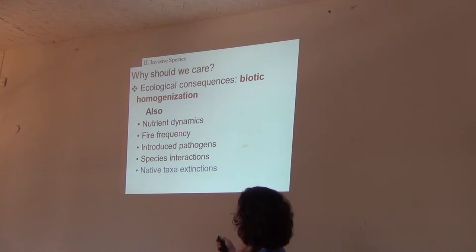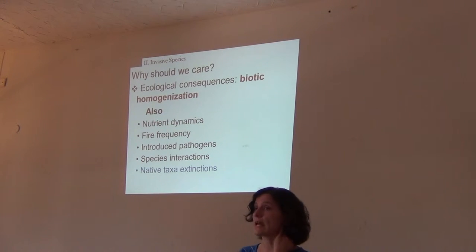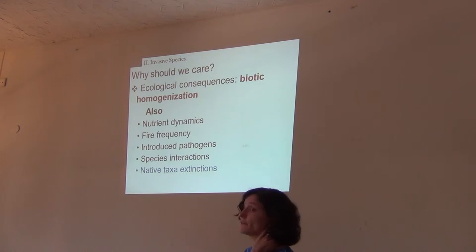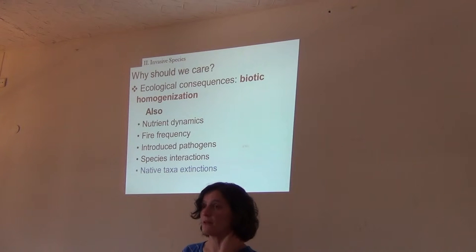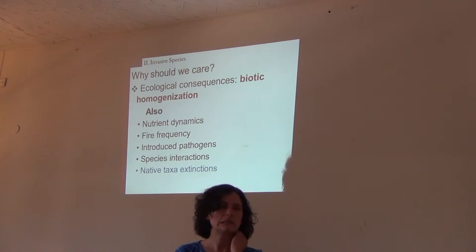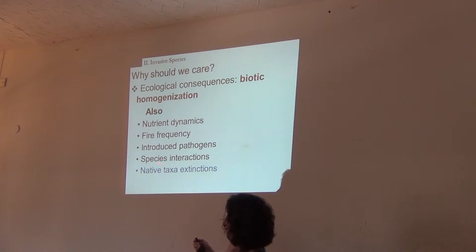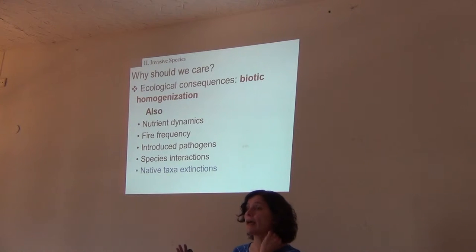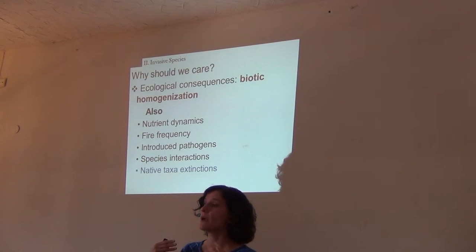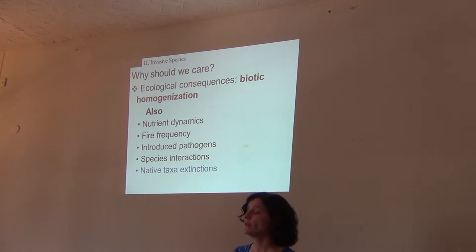Other reasons we should care about invasive species is that some invasive species may affect nutrient cycling or nutrient dynamics. Some species may affect the fire frequency. This is important, at least in the United States, with the introduction of, for example, cedar, which I don't know, it's junipers, its genus. But introduction of some species has changed the fire regime. For example, making the landscape more closed, and with build-up of that material generating stronger fires, or completely changing, slowing down the fire frequency. And then some invasive introduced species also introduce diseases, pathogens.